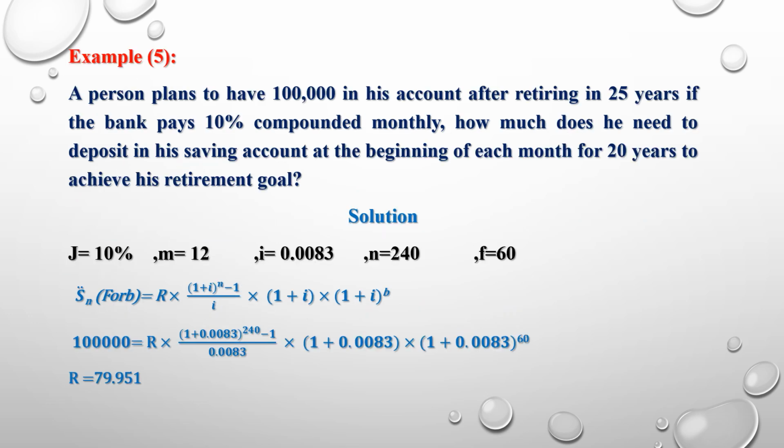Example 5. A person plans to have $100,000 in his account after retiring in 25 years. If the bank pays 10% compounded monthly, how much does he need to deposit in his saving account at the beginning of each month for 20 years to achieve his retirement goal? So this man plans to have $100,000 in his account after 25 years. So this is the future value, not the periodic payment, or the annuity, or the installments.